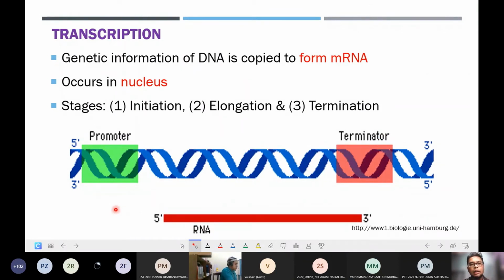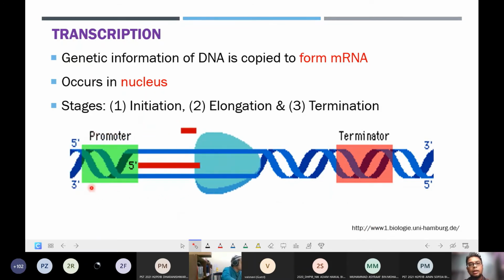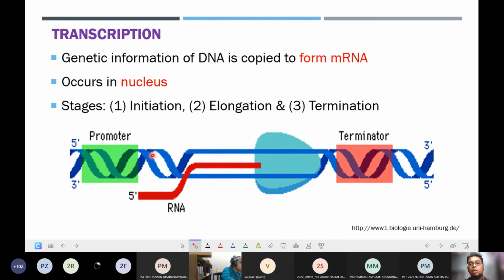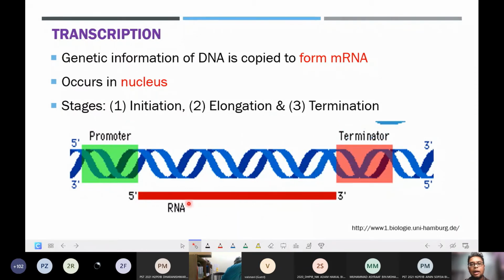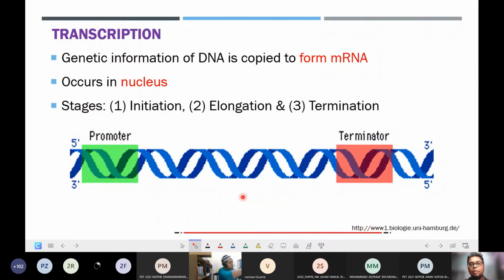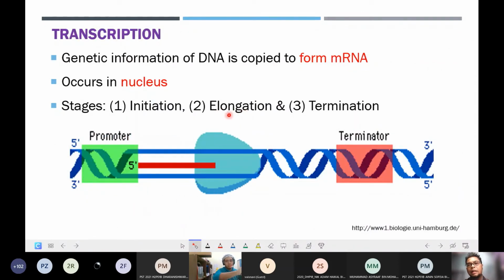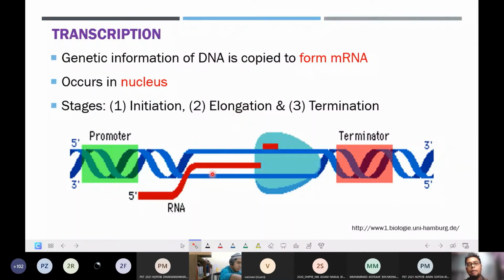So in the process of initiation, the RNA polymerase will try to attach to this promoter on the DNA. Then we will continue with elongation, in which this red thing over here refers to the RNA strand, and the RNA will be produced and become longer and longer. So the elongation refers to the elongation of the RNA strand or the mRNA.